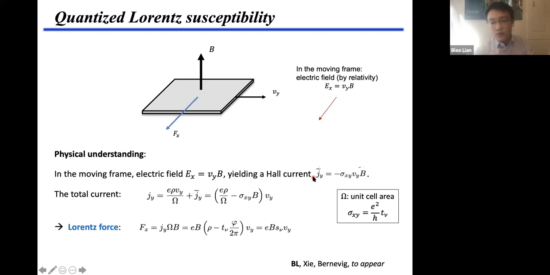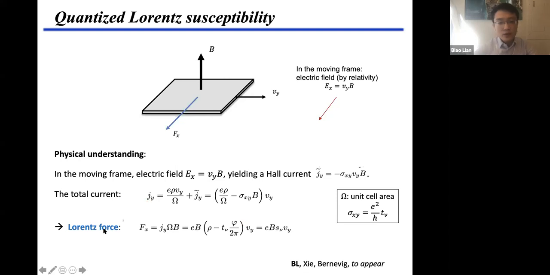The other contribution is the Hall current, given by the electric field and the Hall coefficient sigma xy. Basically, the electrons in the moving frame feel this electric field, and this contributes another Hall current. So the sum of the two currents gives you the total current, which is basically this number, and this number further turns into this number in the bracket.